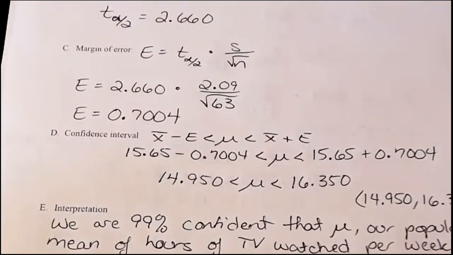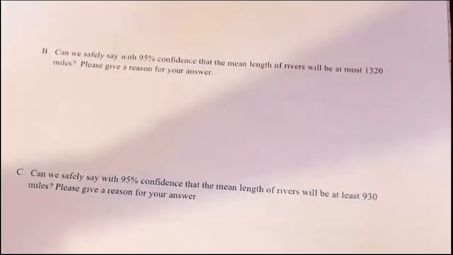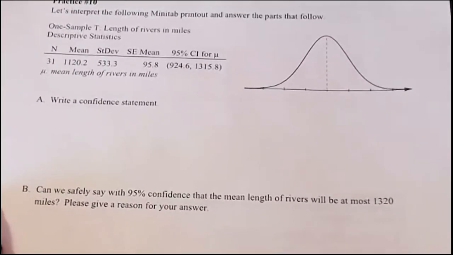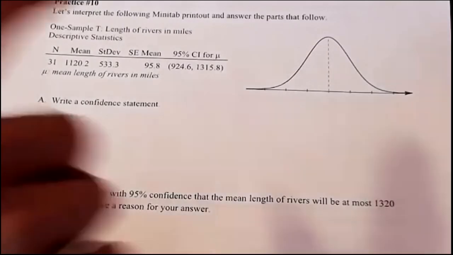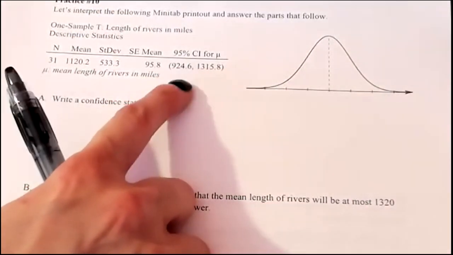All right, awesome. Let's turn the page and look at a Minitab printout. So practice number 10. Essentially, we're doing that same exact idea. Let's interpret the following Minitab printout and answer the parts that follow. It's a one-sample t distribution, length of rivers in miles. We have the following descriptive statistics. You see that n is 31. You're given the mean, the standard deviation, and also told it's a 95% confidence interval for mu. So you're actually given this information here.